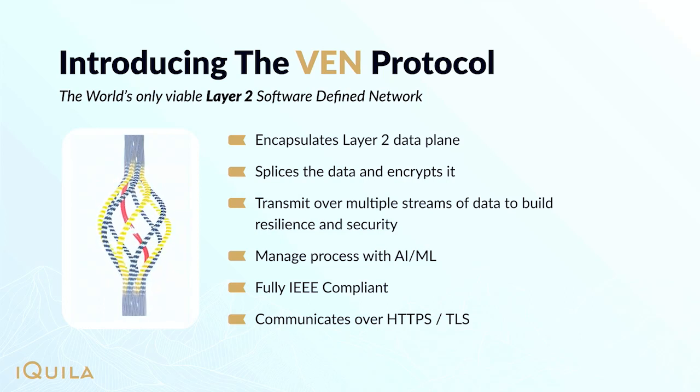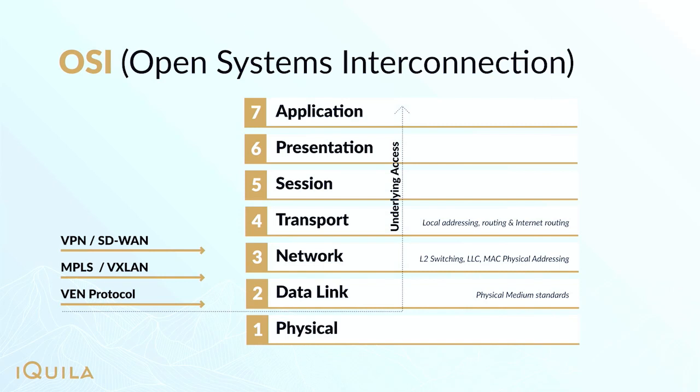It's fully IEEE compliant. Everything communicates over port 443. So where do we sit on the OSI model? We sit right between the physical and the data plane, encapsulating everything on that data plane. So no matter what you've got on that data plane, what protocols you're using, you can send through using the VEN protocol.